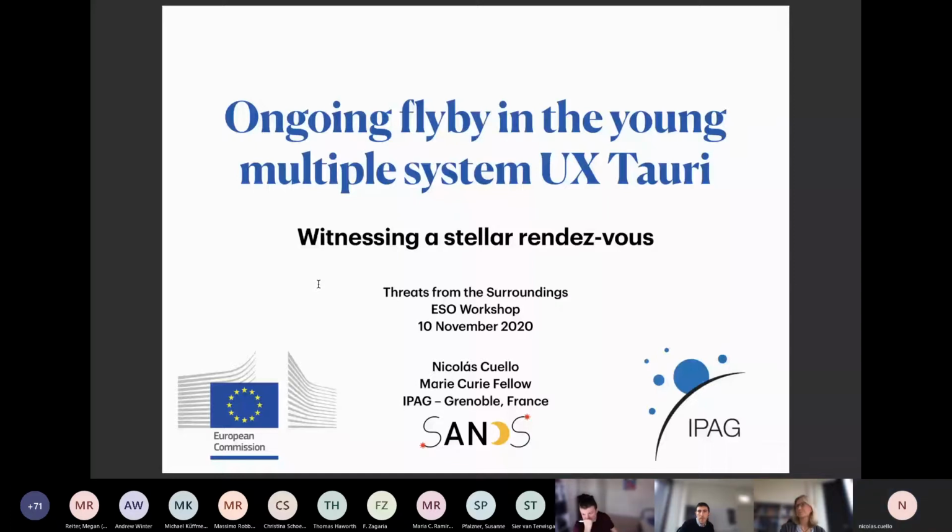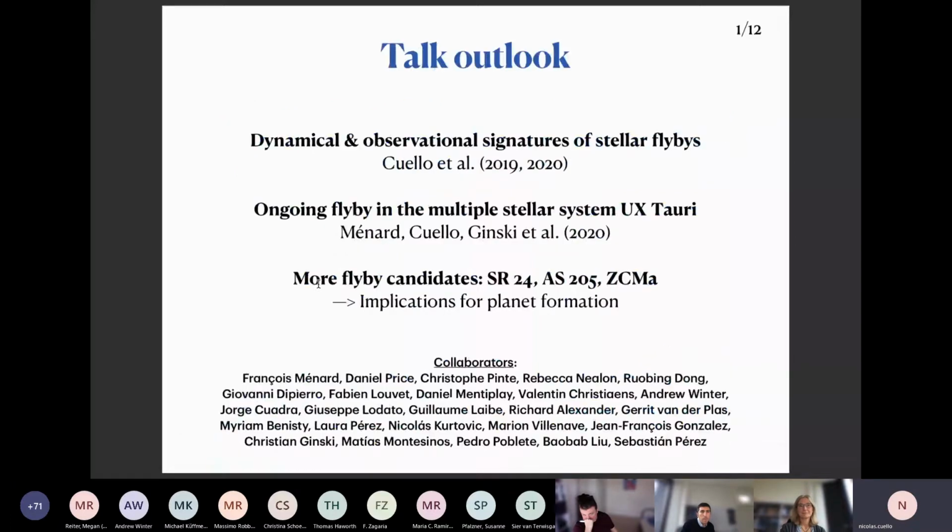So this is the outlook of this talk. I will briefly summarize the dynamical and observational signatures of stellar flybys. Then I will talk in detail about the multiple system UX Tauri. And then I will show a few flyby candidates and briefly discuss the implications for planet formation. And I would like to thank all the collaborators that participated in creating all this work I'm going to present. They're listed here, and they were really key to understand and put this picture together.